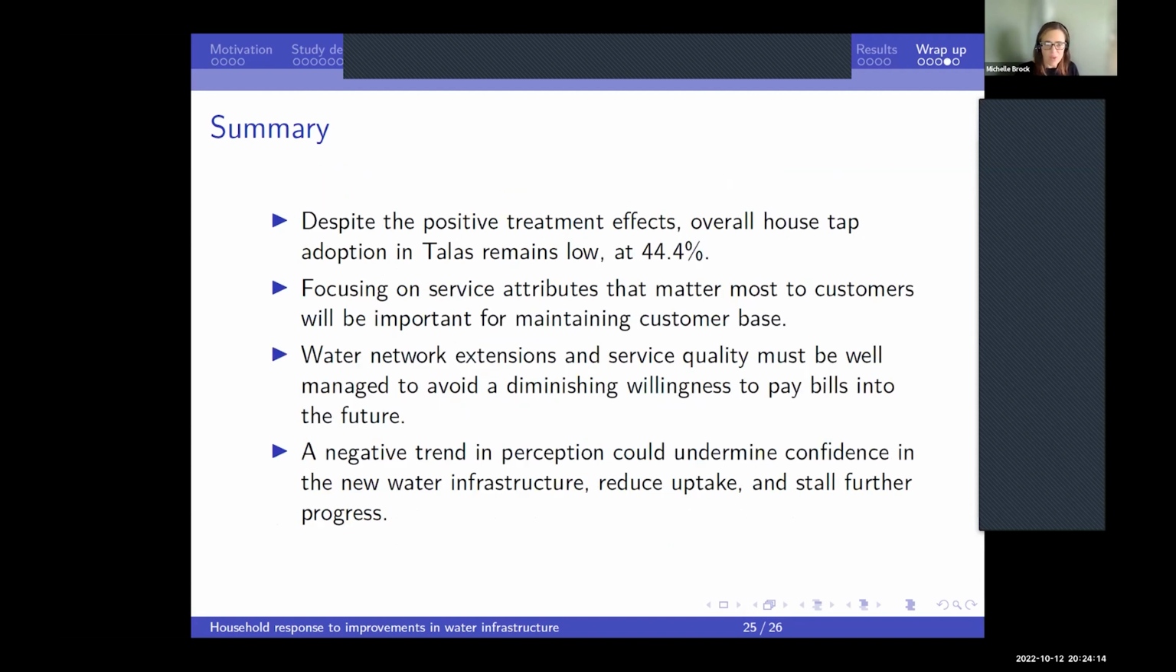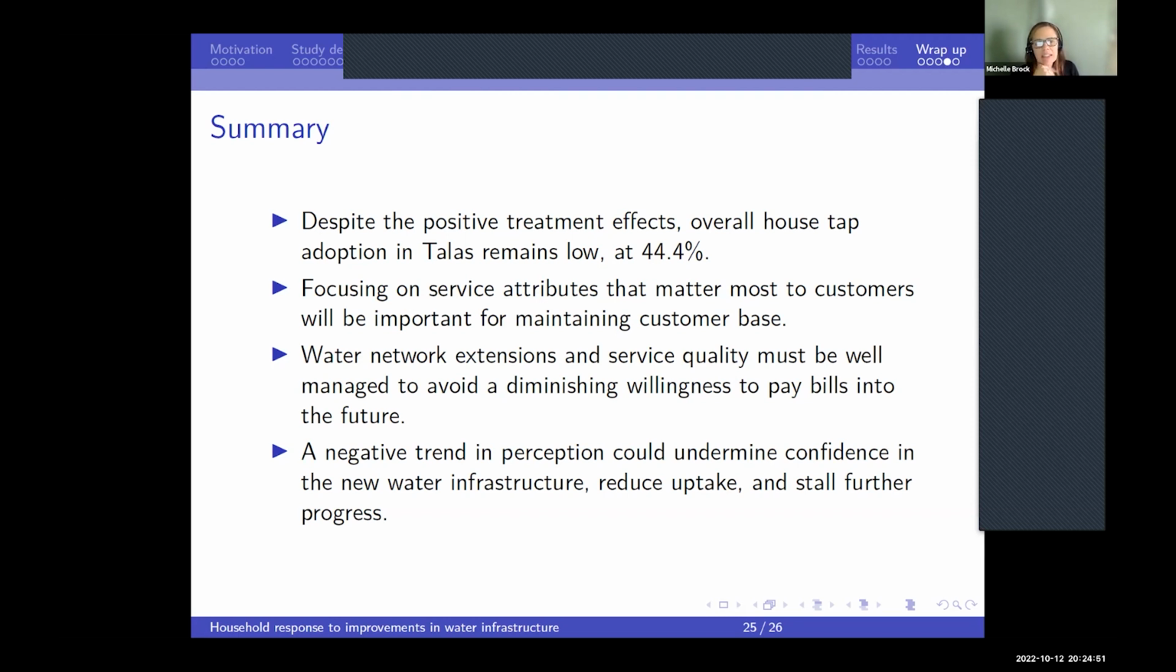There are a few caveats, and I'm sorry, I shouldn't end on a downer slide, but despite the positive treatment effects in our study, we still find that overall house tap adoption in Tillage is quite low. So just something to keep in mind. We see good impacts. I mean, an 8% increase is pretty good compared to 44% prevalence, right? But 44% is not a lot of people. So something to think about moving forward.